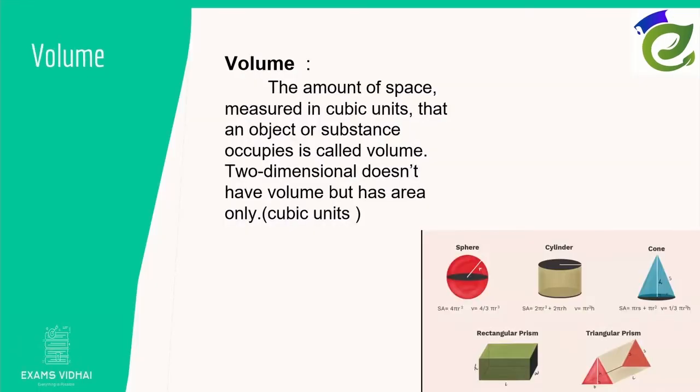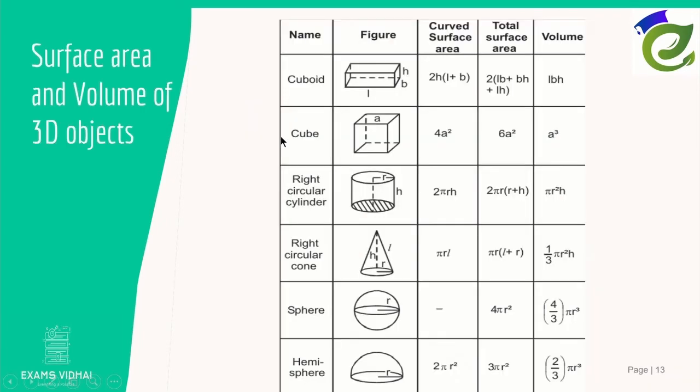Volume. The amount of space, measured in cubic units, that an object or substance occupies is called volume. Obviously, volume is measured in cubic units. Two-dimensional shapes don't have volume but have area. Sphere, cylinder, cone, rectangular prism, and triangular prism can possess volume. Here's the most important aspect: surface area and volumes of 3D objects.